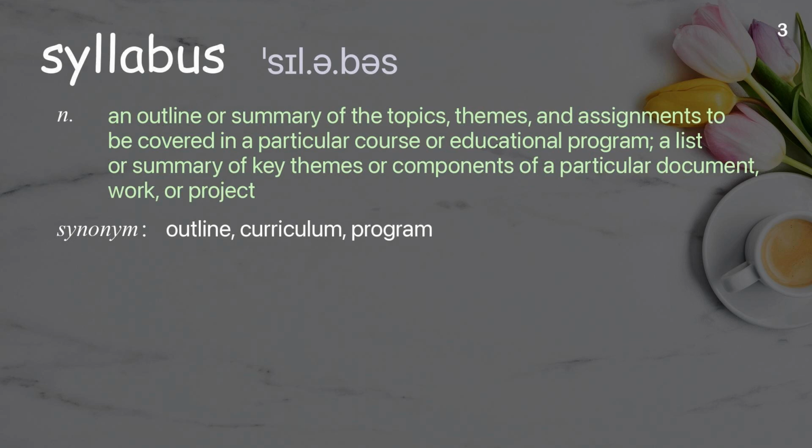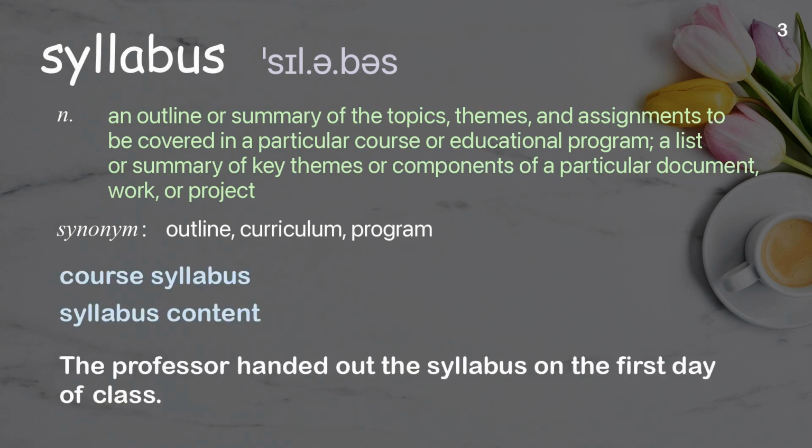Syllabus. An outline or summary of the topics, themes, and assignments to be covered in a particular course or educational program, a list or summary of key themes or components of a particular document, work, or project. Examples: Course syllabus. Syllabus content. The professor handed out the syllabus on the first day of class.